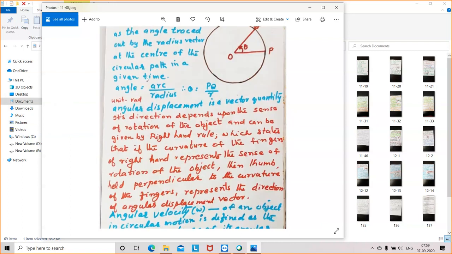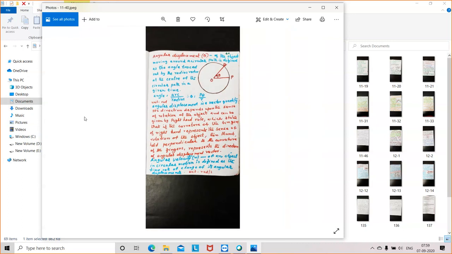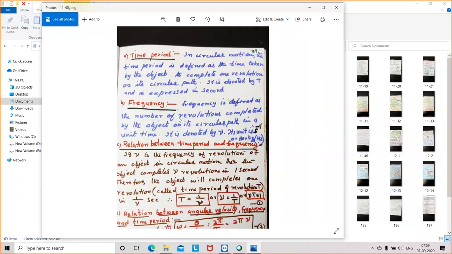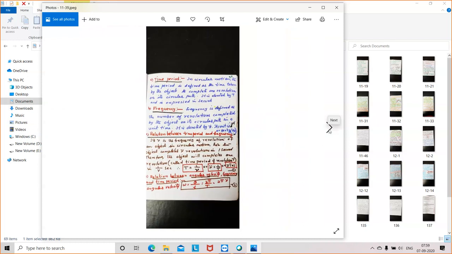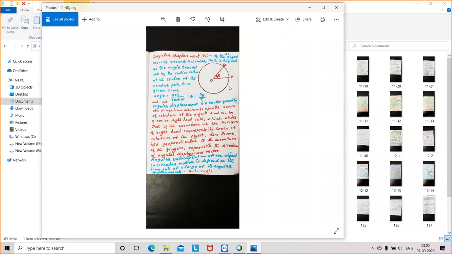Some terms connected with circular motion we have to study. Time period. What is meant by time period? Time taken for one complete revolution. That is time period. This is one revolution. One body moves from P, completes one circular path and again reaches P. And how much time the body takes to complete one revolution, starting from P, moving along the circular path in anti-clockwise direction and again reaching P, that is known as time period.